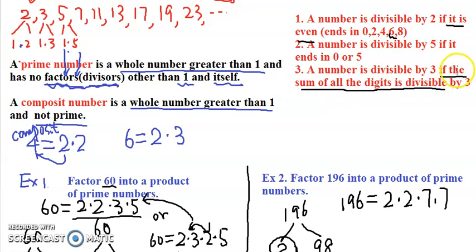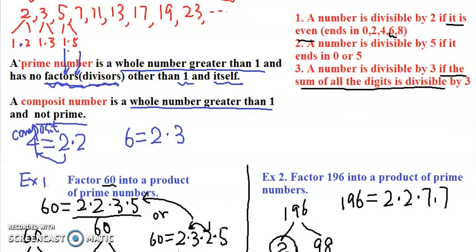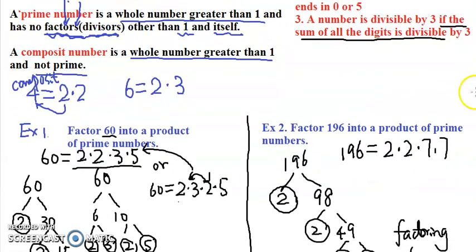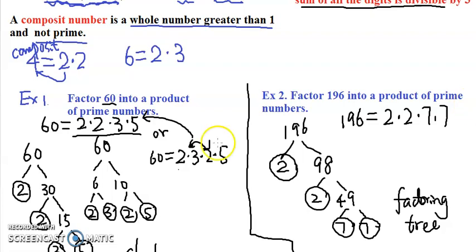If you add all the digits of the number and the sum is divisible by 3, then we say this number is divisible by 3. So for example, 196, I know that 3 doesn't go in there because when I add all the digits, 1 plus 9 plus 6, I get 16, and 3 does not go into 16. If 3 doesn't go into 16, then 3 does not go into 196. So this is the rule.